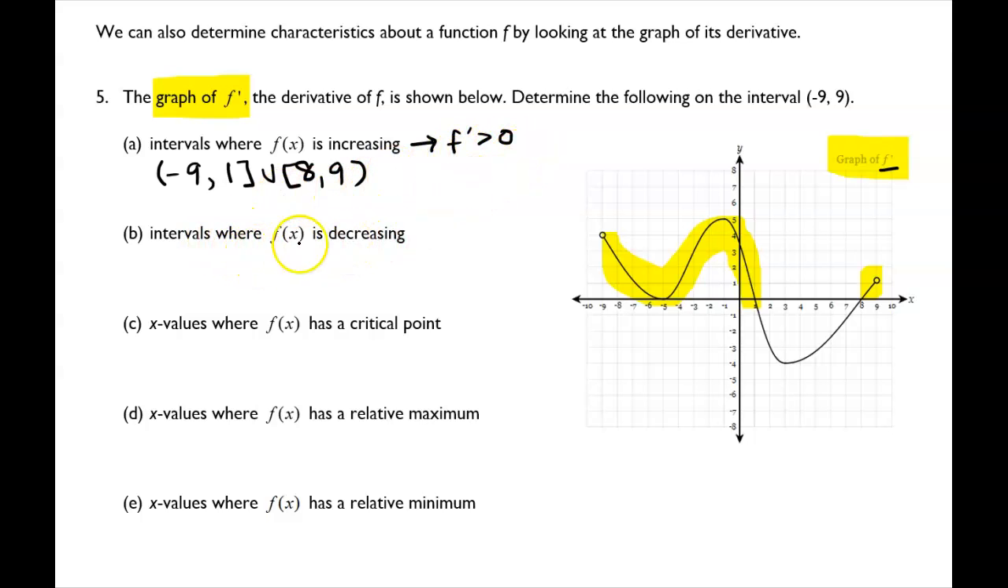Okay, for decreasing, I'm thinking about where my derivative is less than 0. So when I look at my graph, I'm going to look to see where I'm below the x-axis. So you cannot write that as a justification, though. You don't want to say because f prime is below the x-axis. We're just using that to match up where f prime is less than 0. So that's this other interval from 1 to 8.